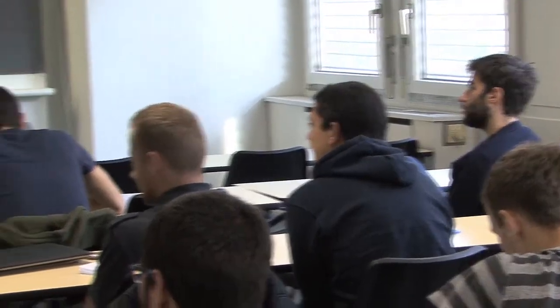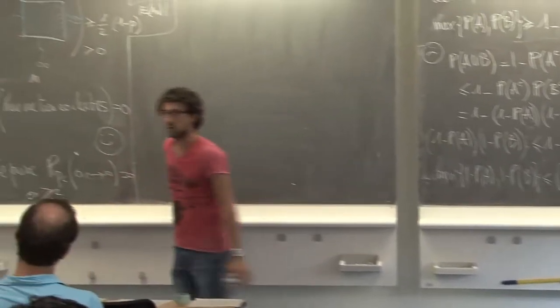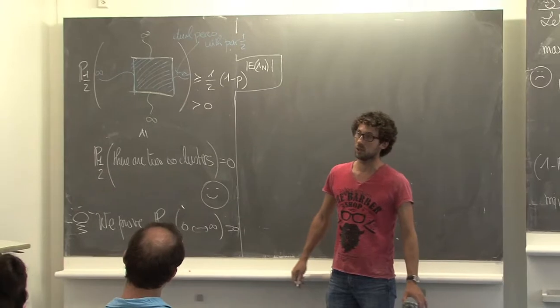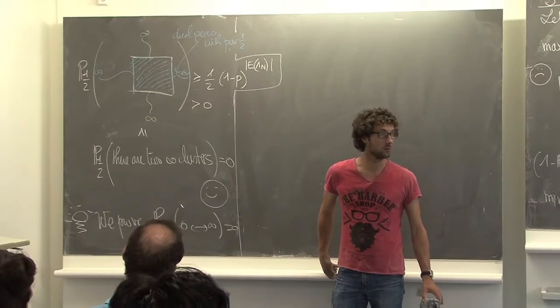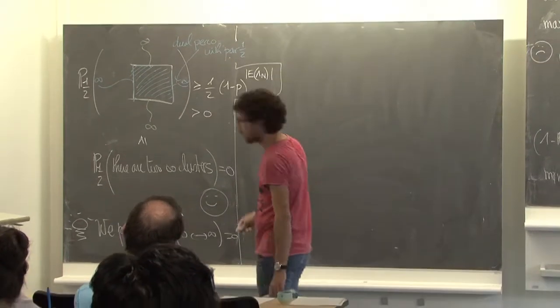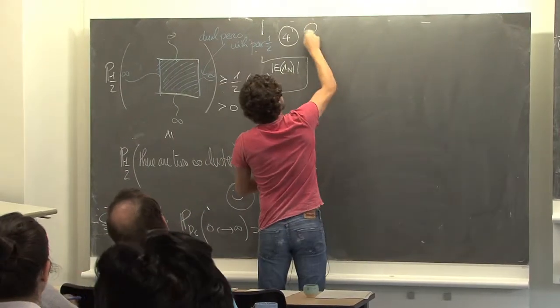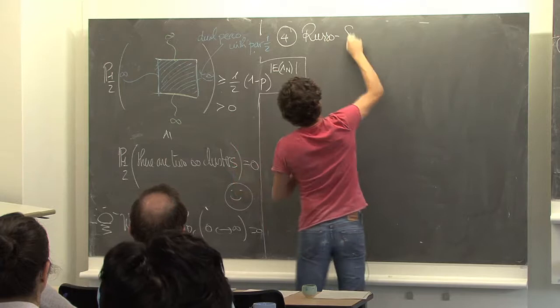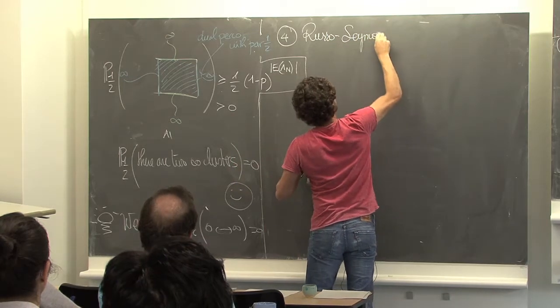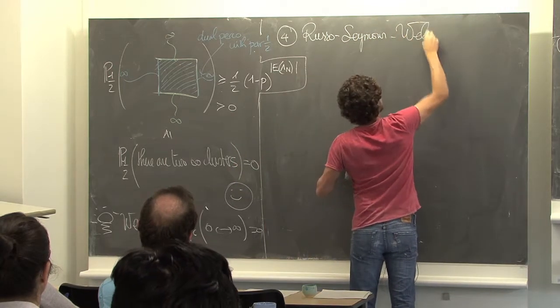Yes. Okay. So now we know that PC is a half. What do we want to do? Well, we want to study what is happening at PC a little bit more. So this is the next step. And that's going to be a very important step, which is the study of the Russo-Seymour-Welsh theory.